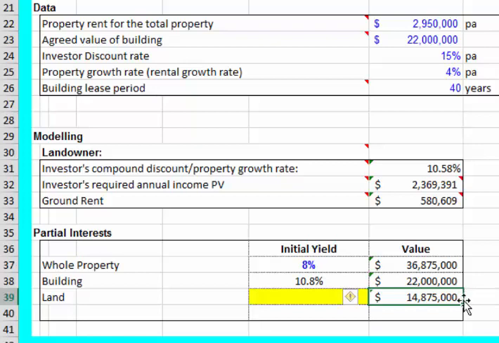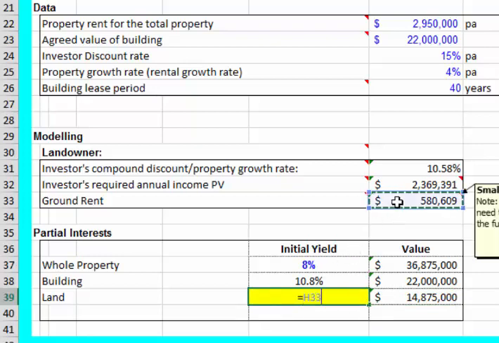So we're going to assume that the land can be thought of as simply the difference between the whole property value and the value of the improvements, so that's like a cost approach type of deduction to get the land value. Now I can work out the yield of the land because I have the ground rent, and I can divide that by the value of the land, and so that gives me an effective yield.